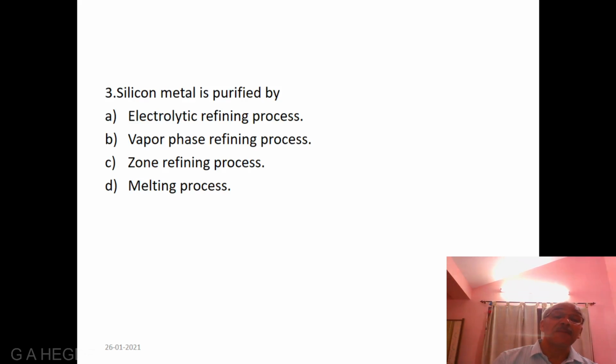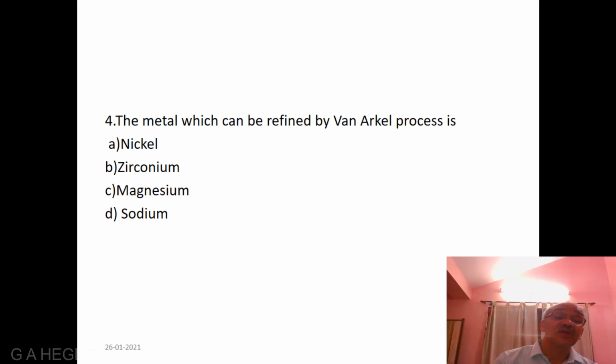The next one, silicon metal is purified by. The answer is C, zone refining process. The next is the metal which can be refined by Van Arkel process is. The correct answer is B, zirconium.